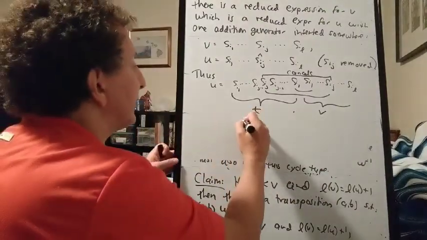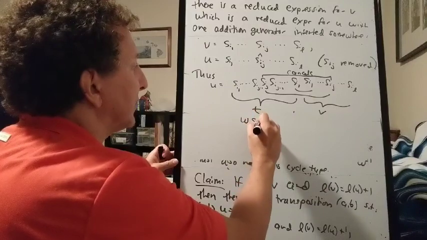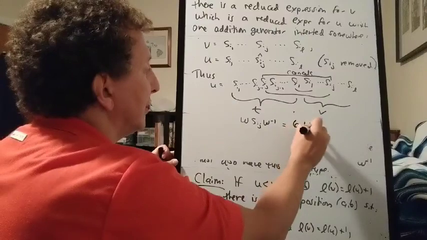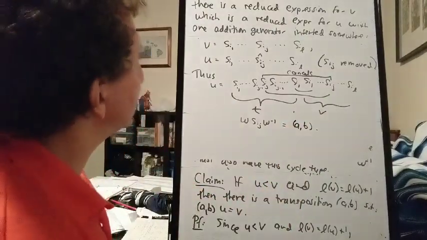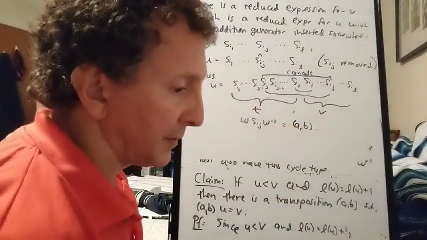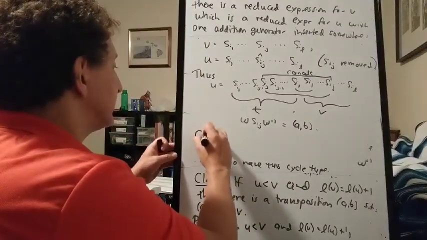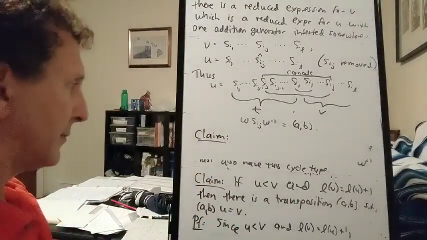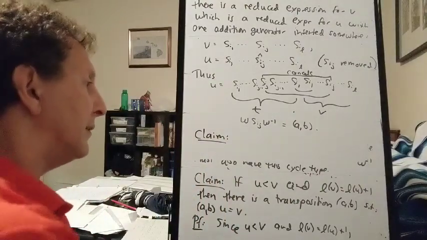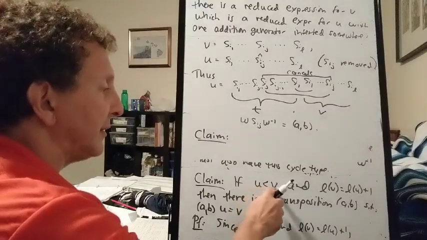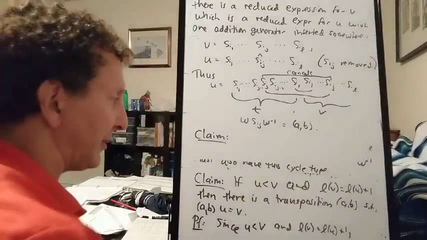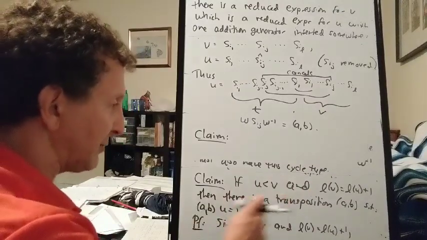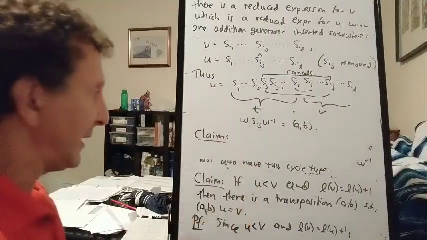So this T has the form W Sij W inverse, and so that has to be of the form AB. That's a 2-cycle. So if U is less than V in the Bruhat order and the length difference is 1, there's a transposition that multiplication by that transposition brings us up the edge.